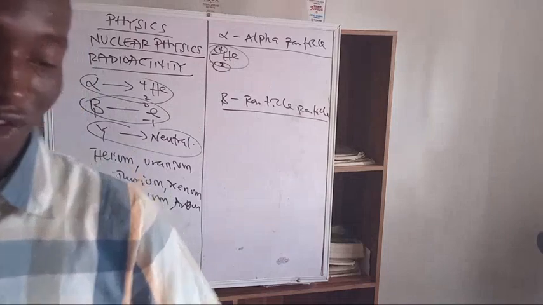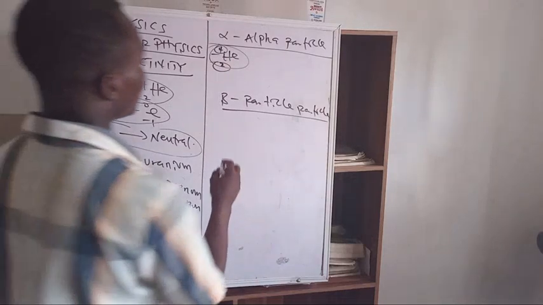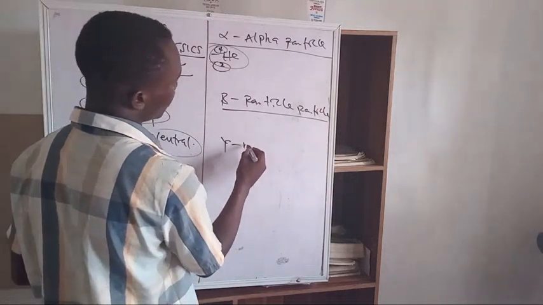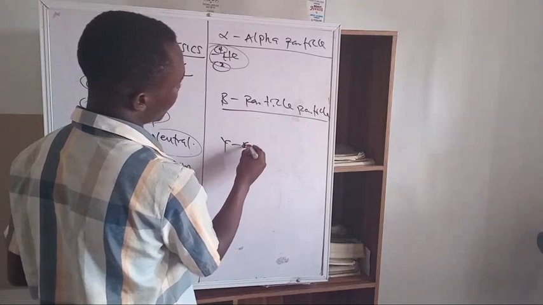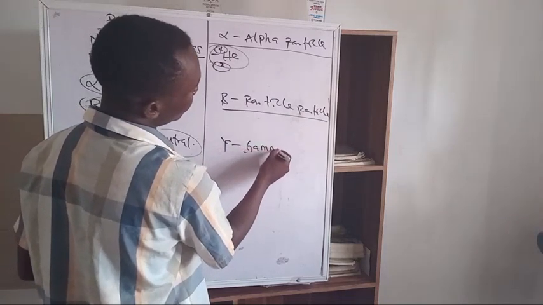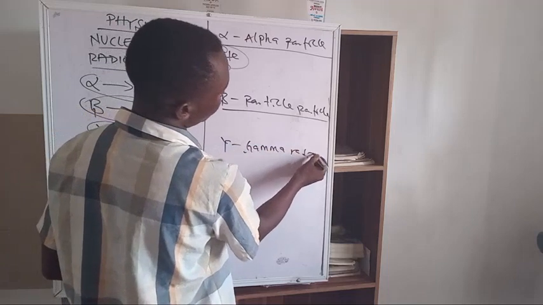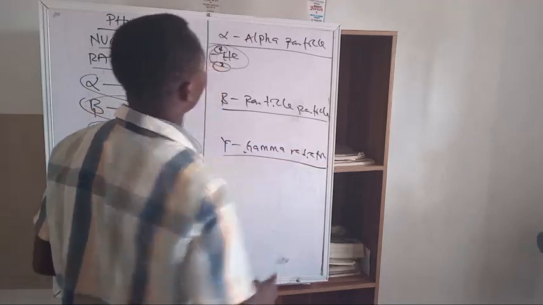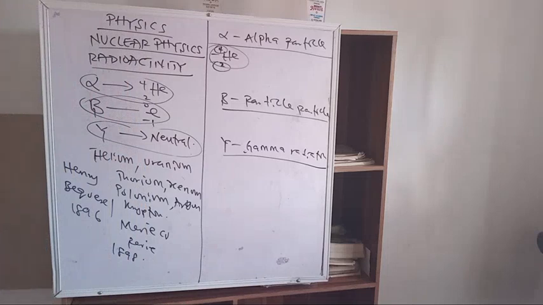So for beta particle, before we move to gamma, gamma is a radiation, all right. Gamma, this is gamma radiation. So now, what are the properties of beta particles?